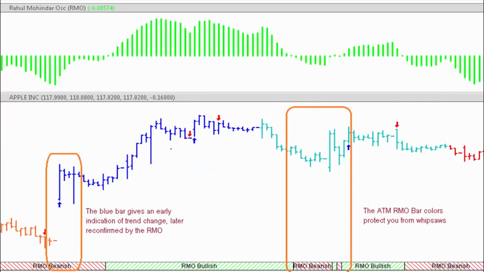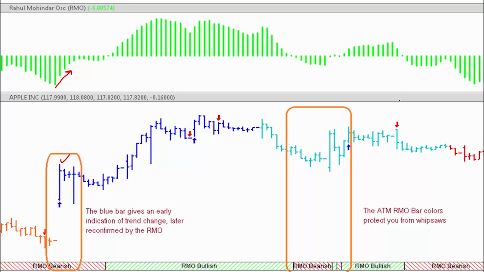And I think what's really interesting is the fact that you get blue bars sometimes before the RMO's even gone above 0. So if you've started seeing that the RMO oscillator has started rising and you've seen a deep blue bar, that's a first-hand indication of an early trend change.